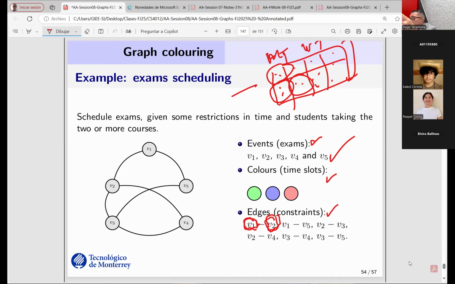And I put a constraint because I don't want the students that take both courses, or exams, in the same slot, the same color. So that's the idea. I cannot put exams connected with the same color. So I need to put them in different slots.